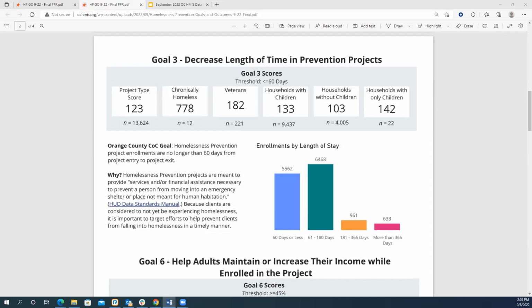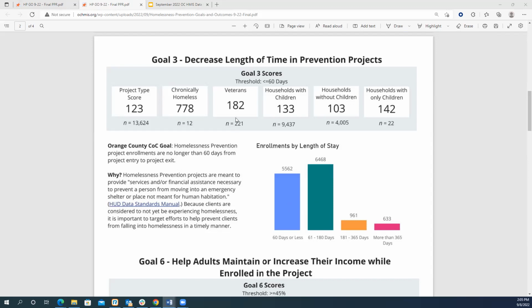So a little over 40% of enrollments are falling within our current threshold of 60 days or less. The next largest group is those from 2 months to about 6 months. So we're doing pretty well on this measure. It's just decreasing those lengths of stay a little bit more for some of these clients.